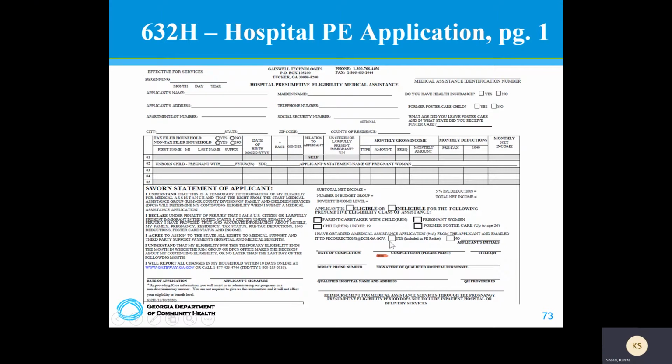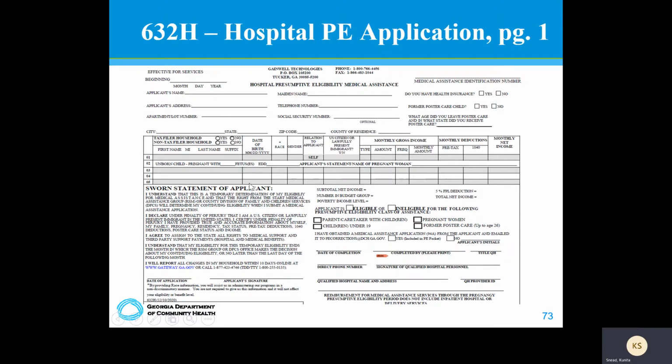And remember, if it's for a pregnant woman, this box should always be checked. If they say no, you're going to check this box, and then they need to make sure they initial it. And they can only initial it if you're doing this application face-to-face, and they're right there with you.